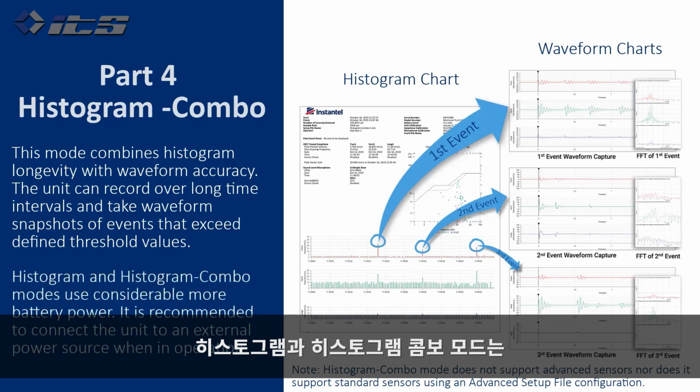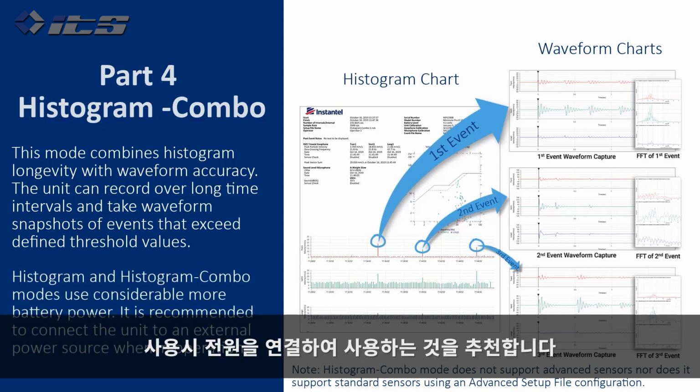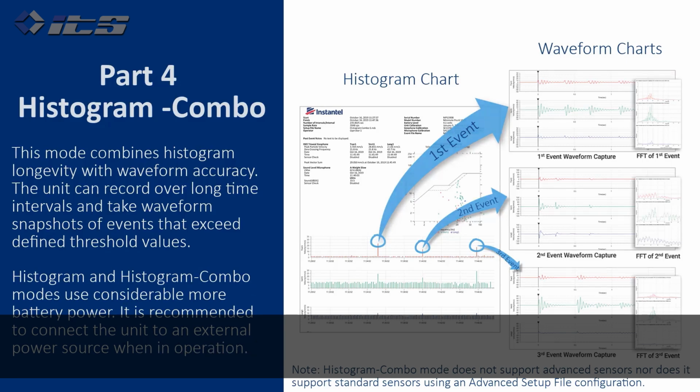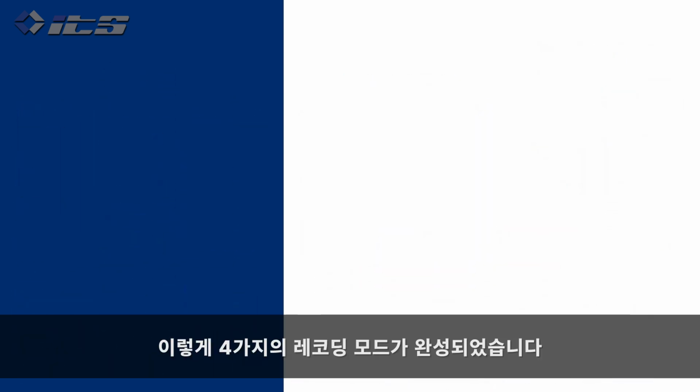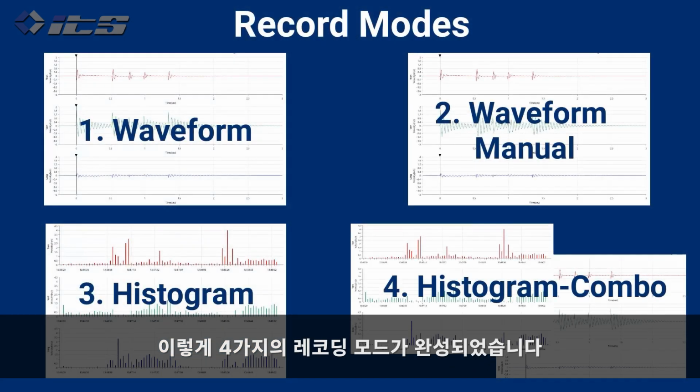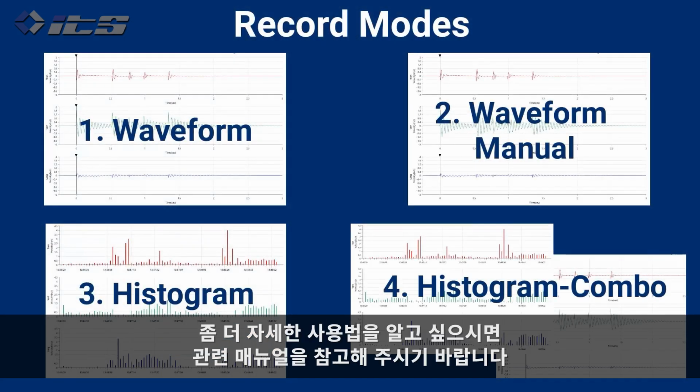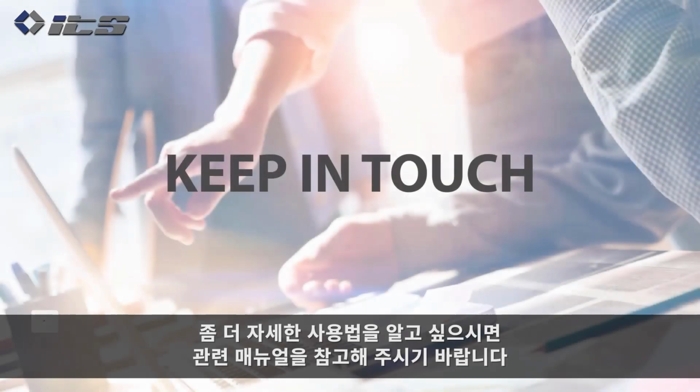Histogram and histogram combo modes use considerably more battery power. It is recommended to connect the unit to an external power source when in operation. And there you have it, 4 types of record modes. For more information, please refer to the product specification sheets and user manuals.